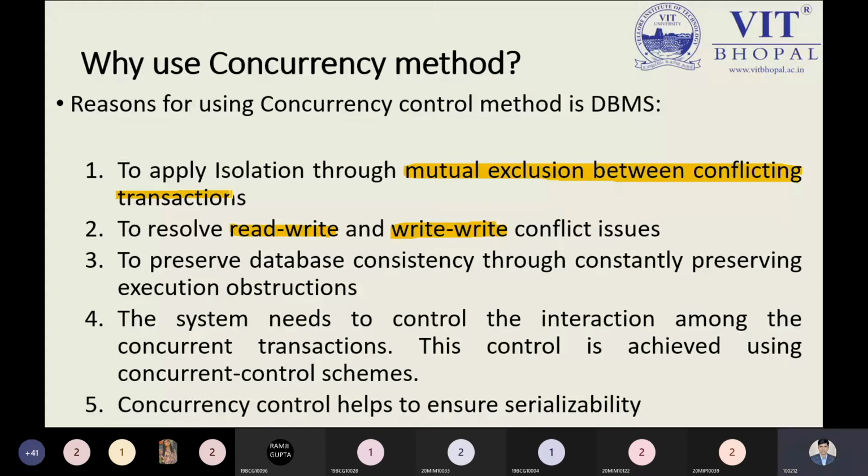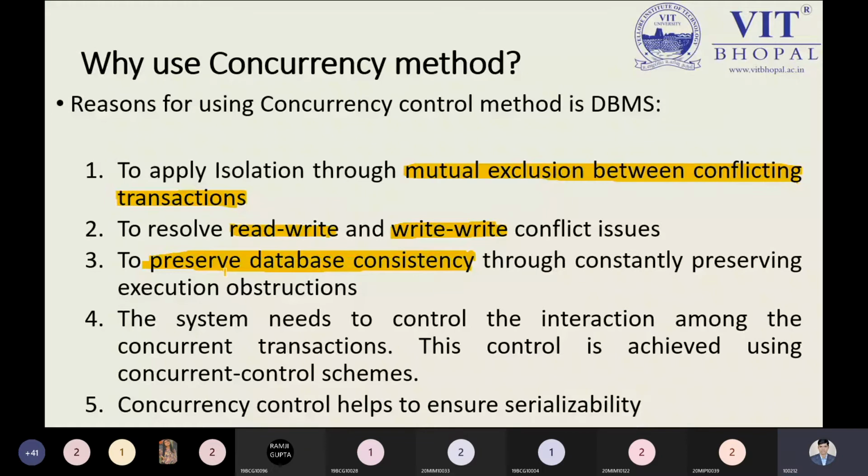And the third point is saying to preserve database consistency by constantly preserving the execution. So what we are seeing is that during the execution we can maintain database consistency, and if we have any kind of obstructions, we can manage them. So this is the point: preserve database consistency.